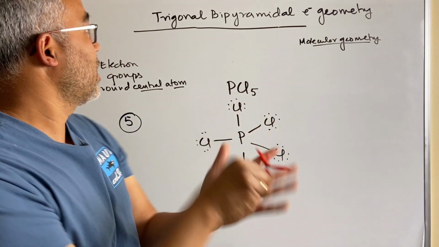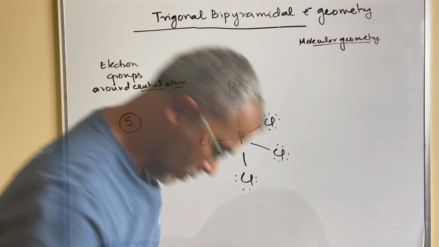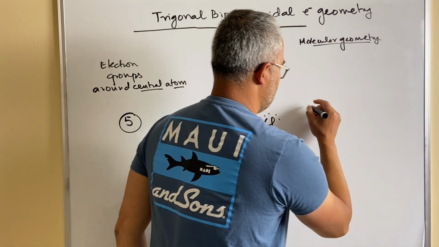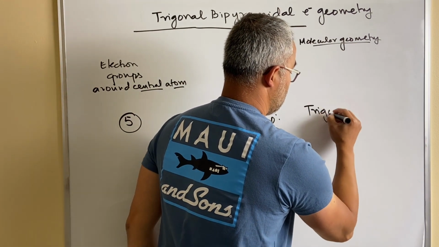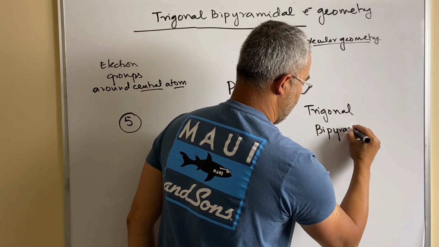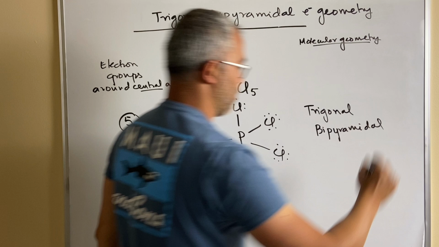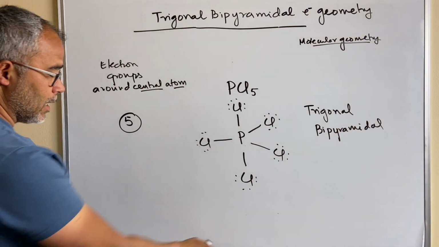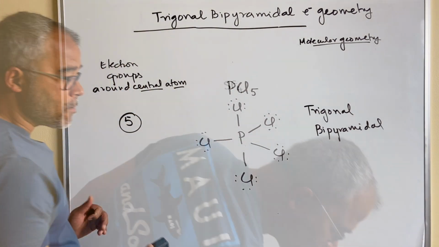So therefore the name trigonal bipyramidal. So this structure, the molecular shape, is trigonal bipyramidal. Now let's take a look at another example.